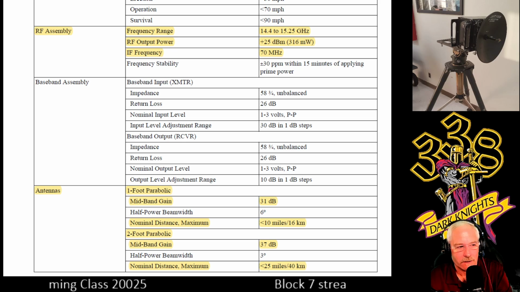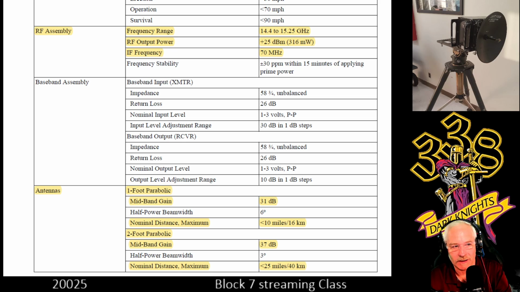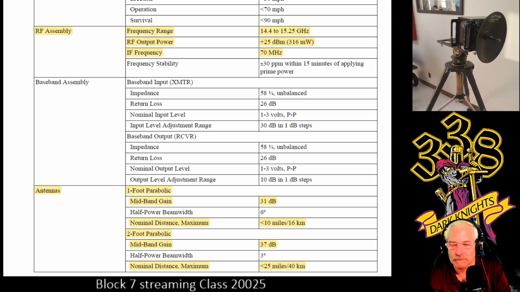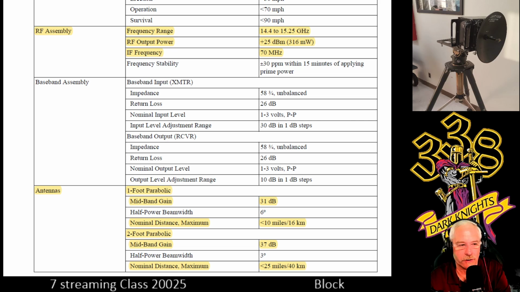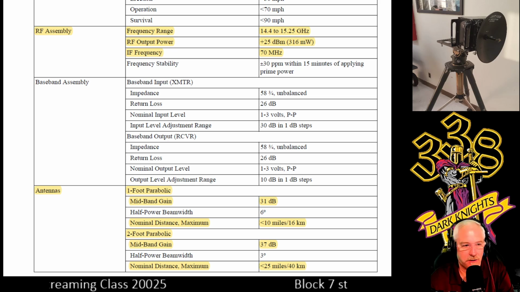All right, the mid-band, the gain, which goes from 25 dBm to 31, that's a 6 dB gain. The 10 miles, that sign in front of it, is the less than 10 miles, meaning that it doesn't quite reach 10 miles. Now, my guess is in the right conditions it could, but why try to go beyond what your scope of the equipment is saying it can do?